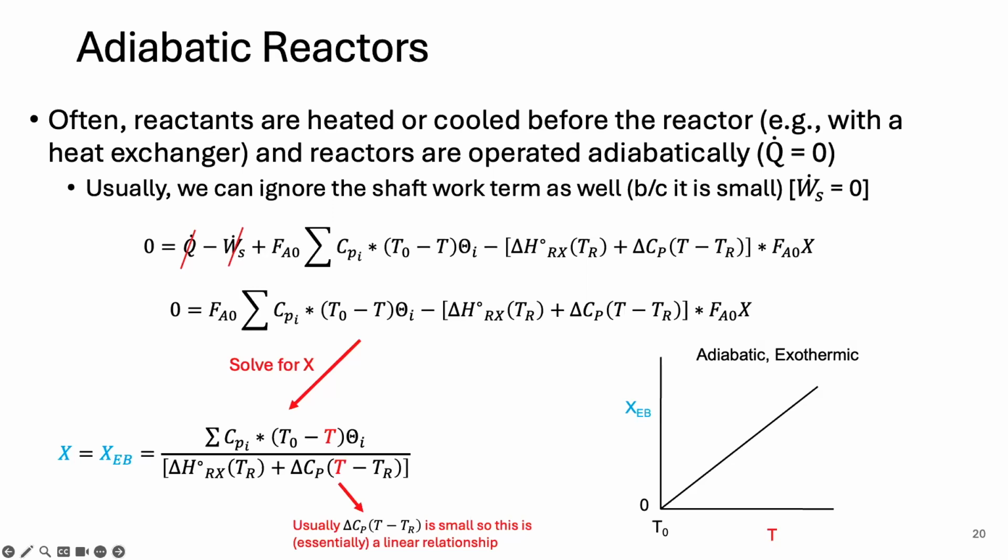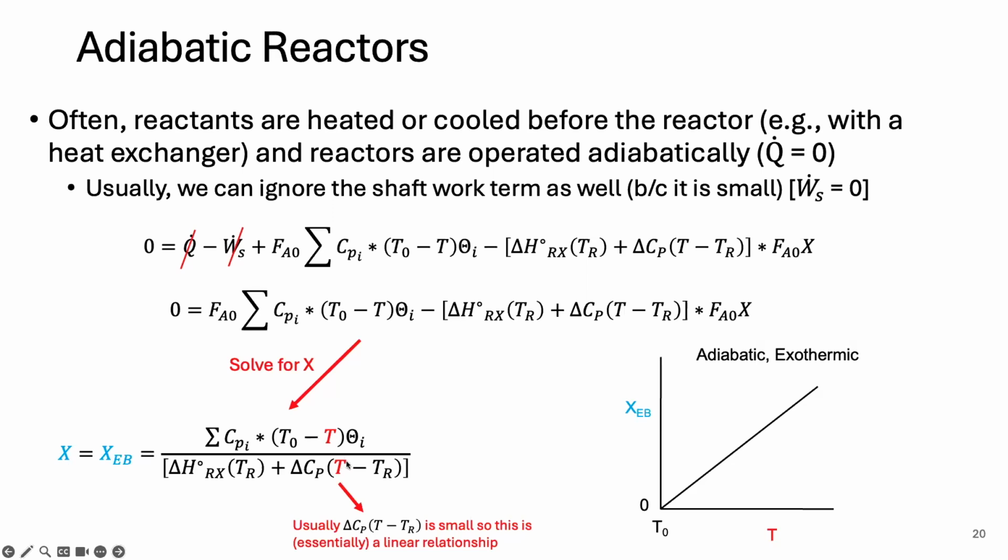And let's further consider that our shaft work is 0. At least it's a very small contribution that we can assume it as such. So our Q and our Ws go to 0. And this is a steady state energy balance. We can then rewrite this equation and solve for X, conversion, as a function of temperature. Remember, that's what we're trying to do.